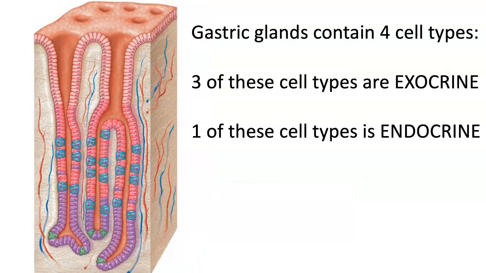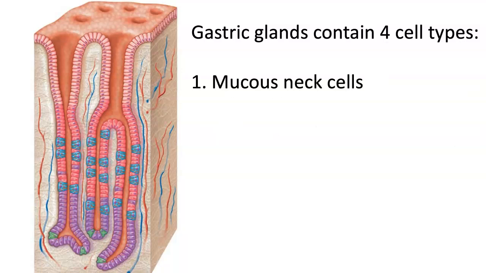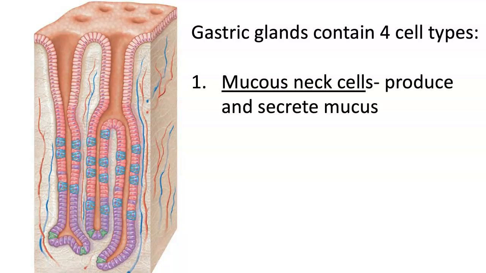You might notice that the cells inside of the gastric glands are color-coded on this diagram, and that's because the gastric glands contain 4 different cell types. 3 of those cell types are exocrine in function, and then 1 of those cell types is an endocrine cell. So let's take a look at the 3 cell types that are exocrine first, and then we'll look at the endocrine cell. The dark pink cells up at the proximal end of the gastric gland are mucous neck cells.